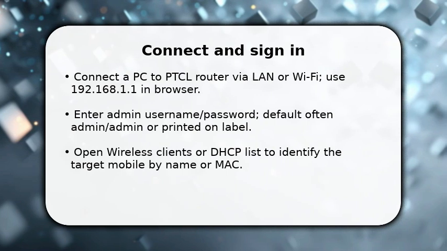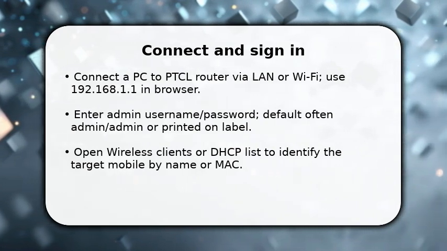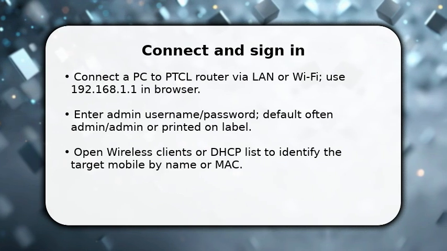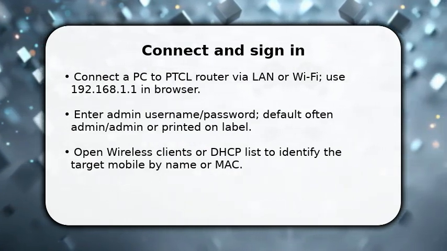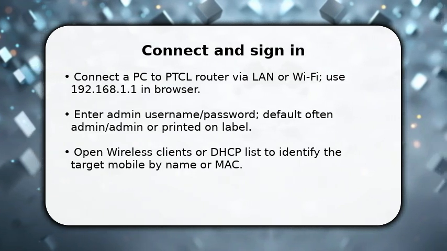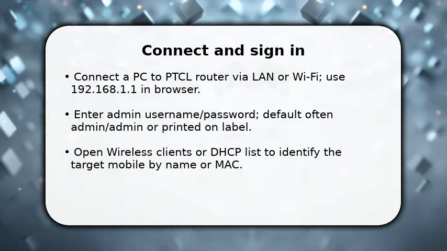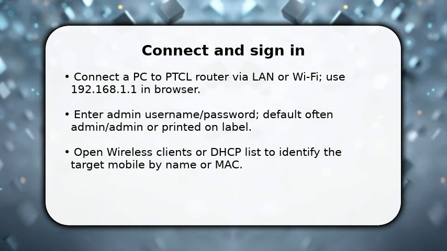Once logged in, go straight to the wireless clients or DHCP client list to locate the mobile device by hostname or MAC address. This unique MAC is what you will block. Make sure you note the exact MAC format. A single character error will fail the block.